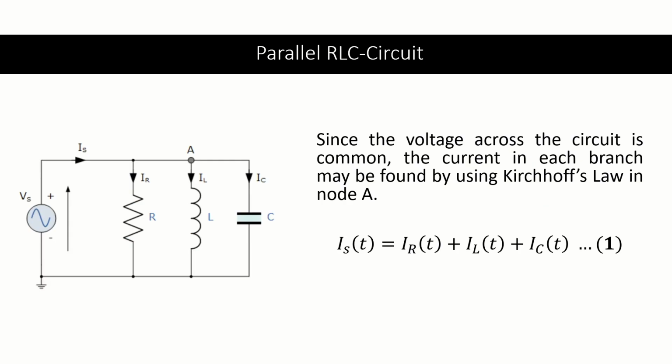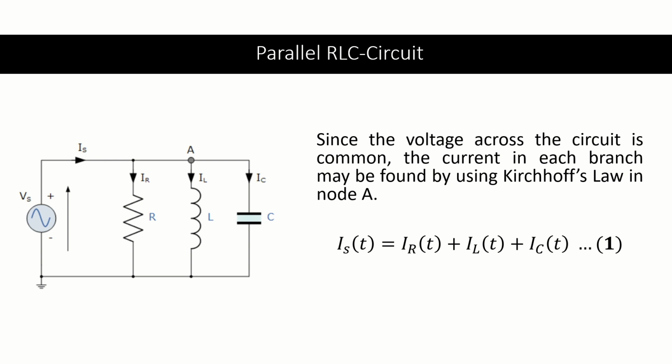Since the voltage across the circuit is common, the current in each branch may be found by using Kirchhoff's law in node A. Kirchhoff's law states that the total current entering a junction or node is exactly equal to the current leaving that node. Therefore, we have equation number 1.